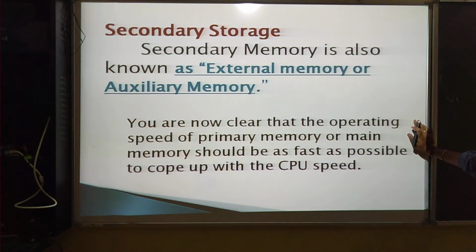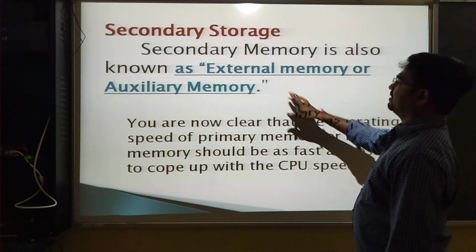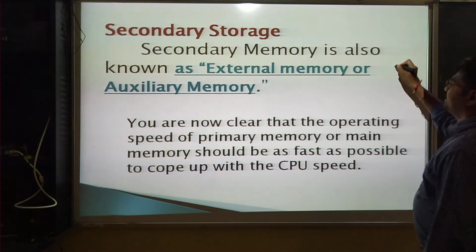You are now clear that the operating speed of primary memory or main memory should be as fast as possible to cope with the CPU speed. So what is the main use of secondary storage? This is the main use of secondary memory, external or auxiliary memory.